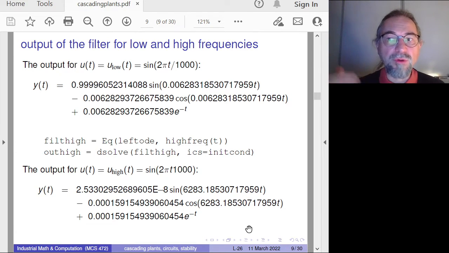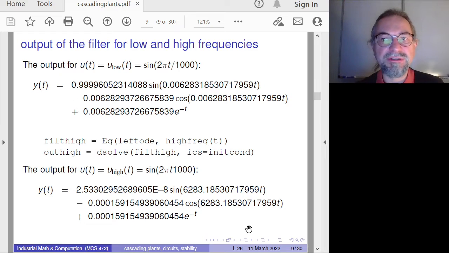Just by looking at the numerical output of the solver, we can say that the output is again the same signal at a very low frequency. There are some extra terms there, but when we plot it, there won't be any difference.